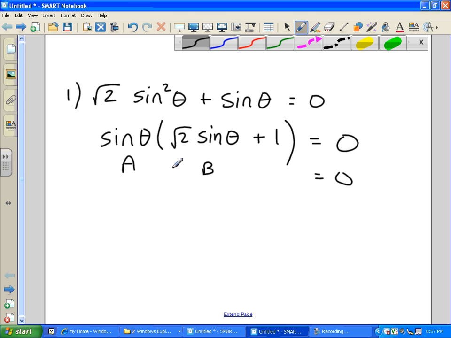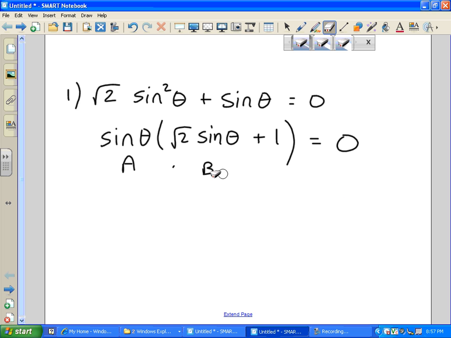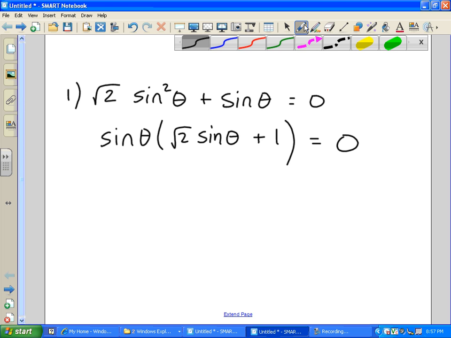Well, if A times B equals 0, then A could be 0 or B could be 0. So all we basically have to do now, since it's set equal to 0, is set both factors equal to 0. So now we get sine of theta equals 0, and square root of 2 sine theta plus 1 equals 0. We're going to solve both of these just for the interval from 0 to 2 pi. The first one is basically already solved for. Sine is already isolated, so we're going to check on our unit circle.